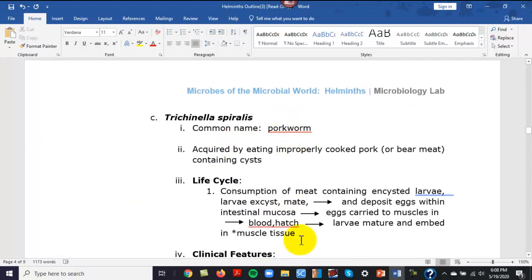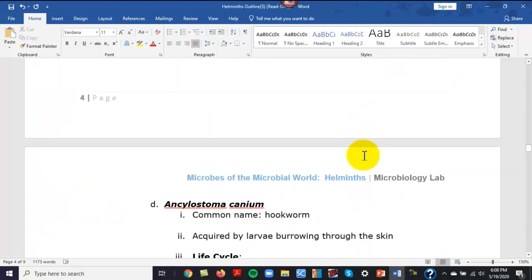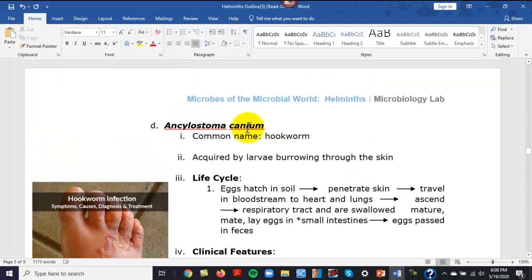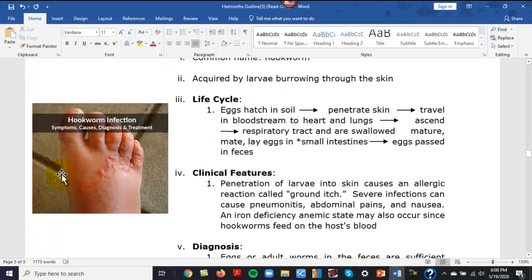Common name, porkworm, and it did say pork. This is Ancylostoma caninum. It's called a hookworm. These are creepy. They get underneath the skin. If you sleep in areas in the forest or some areas of our country and you don't have something underneath you, they can actually get under the skin, under the dermis. Eggs hatch in soil and penetrate the skin. They travel in the bloodstream to the heart and lungs, ascend up the respiratory tract, and are swallowed.